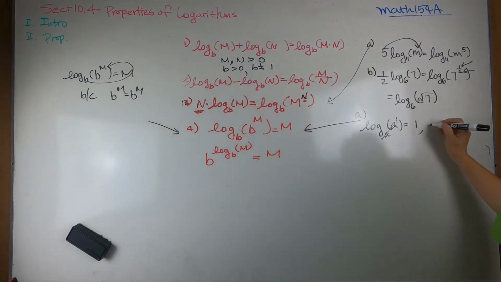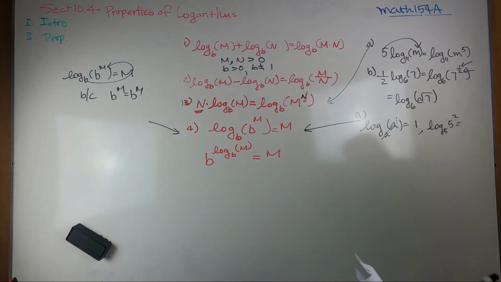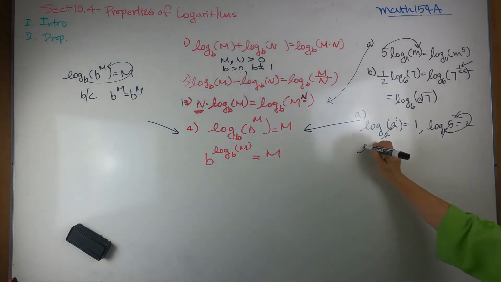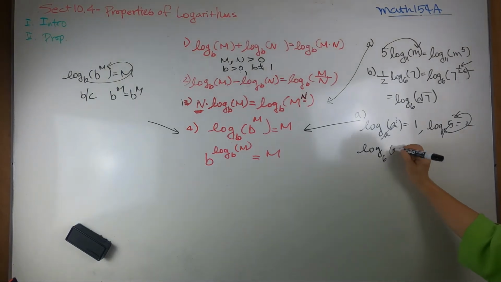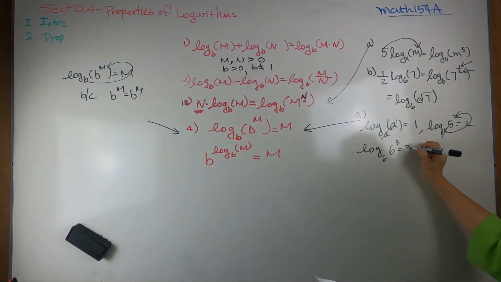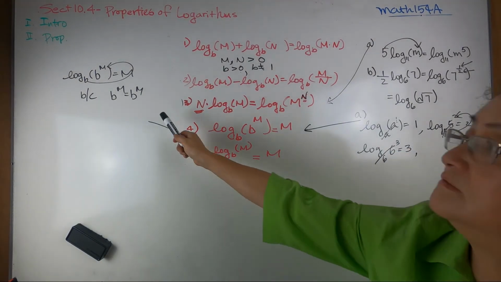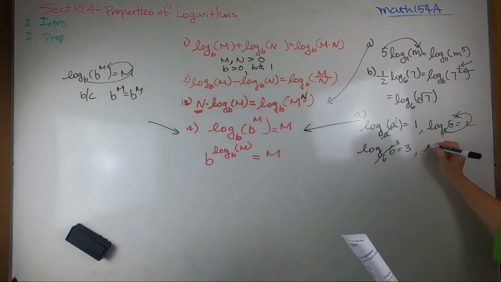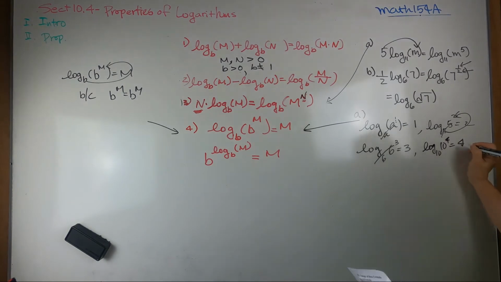So it's telling you, if I have log base 5 of 5 squared, what's the answer? 2. Or you can do it this way by hooking, right? But this is just a shortcut. So log base 6 of 6 to the 3rd power is 3. It's like an inverse of itself. Okay, and log base 10 of 10 to the 4th is 4.